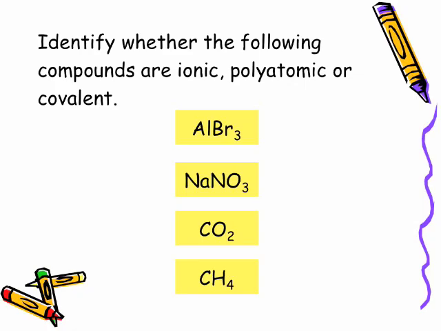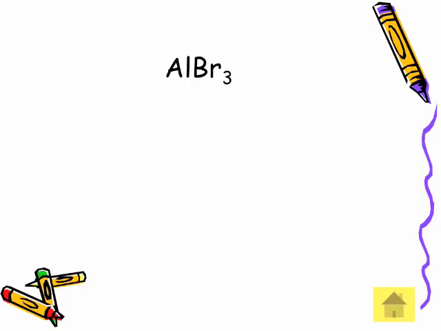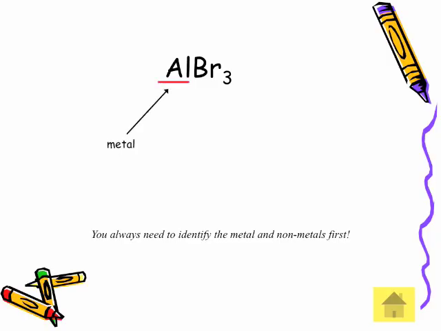Identify whether the following compounds are ionic, polyatomic, or covalent. Up until now, we have looked at binary ionic, polyatomic compounds, and transition metals. So we're looking at the very first premise when it came time to name compounds, and that was to identify metal or non-metal. Let's look at the first compound here, AlBr3. First identify metal, non-metal. Aluminum is the metal, bromine is the non-metal. Therefore we have an ionic compound.